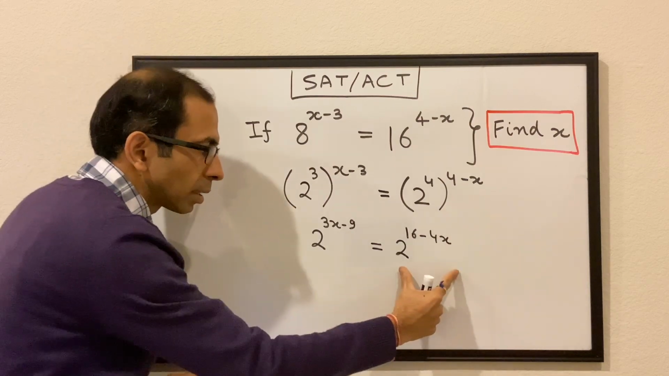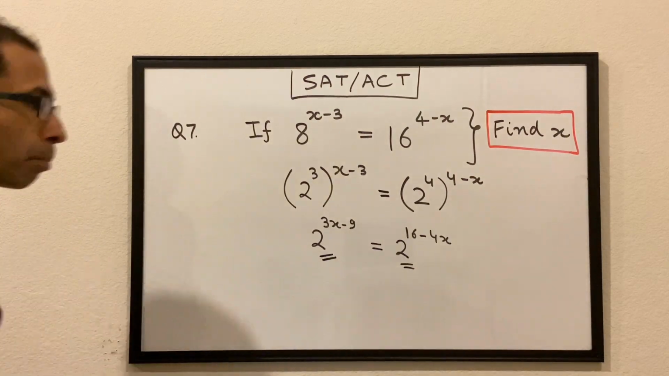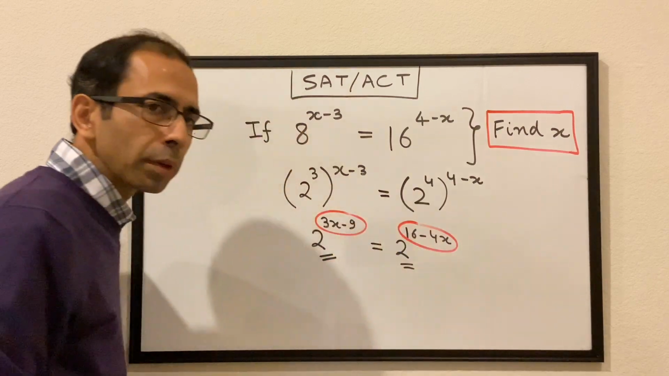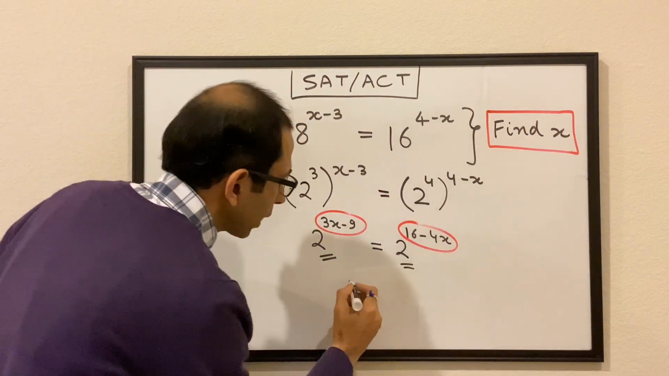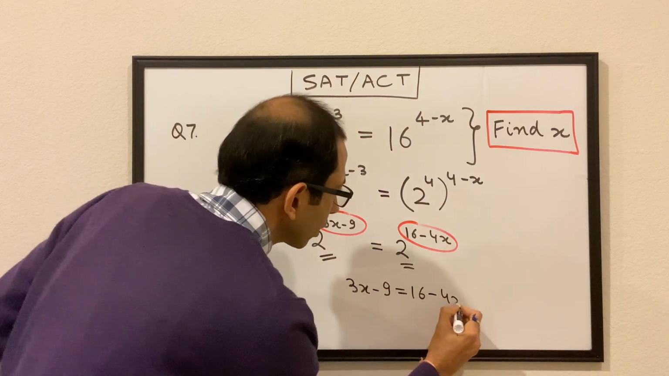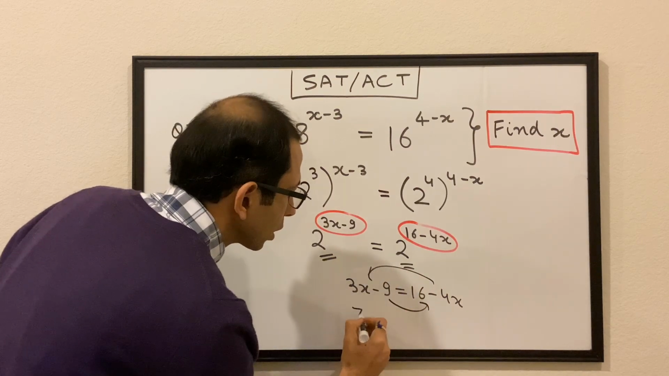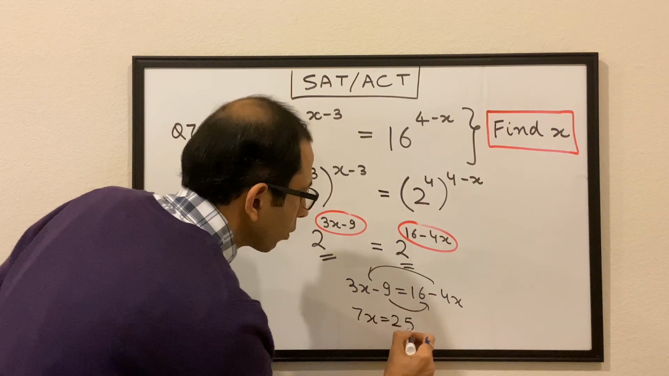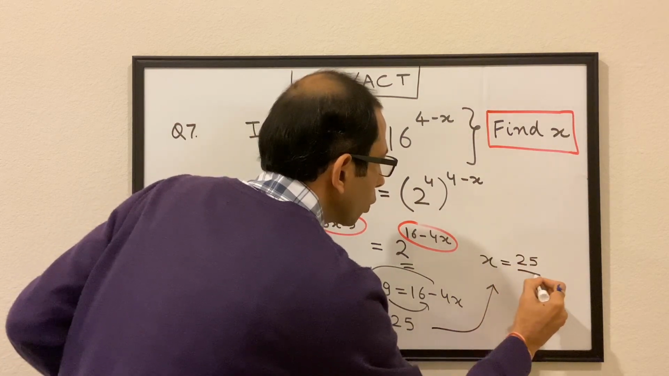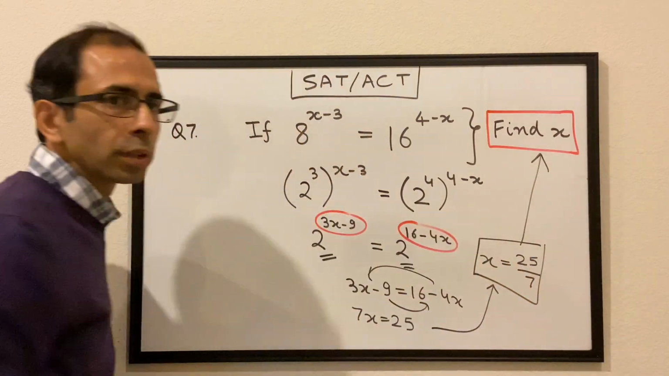Now these two sides are same and the bases are same, then the powers also have to be the same. So this power will have to be equal to this power, right? So we say 3x minus 9 is equal to 16 minus 4x, or we bring this guy here and this guy here, so it becomes 7x is equal to 25, or x is equal to 25 over 7. So the value of x is 25 over 7.